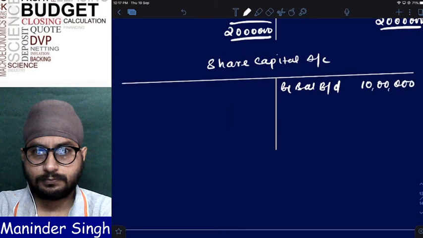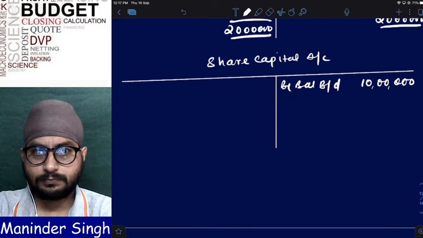In the current year, did I issue bonus shares? Bonus shares will increase my share capital or decrease my share capital? Increase. So which side, debit side or credit side? Increase in capital, credit side. By reserves and surplus account, 5 lakhs. Clear? 5 lakhs.